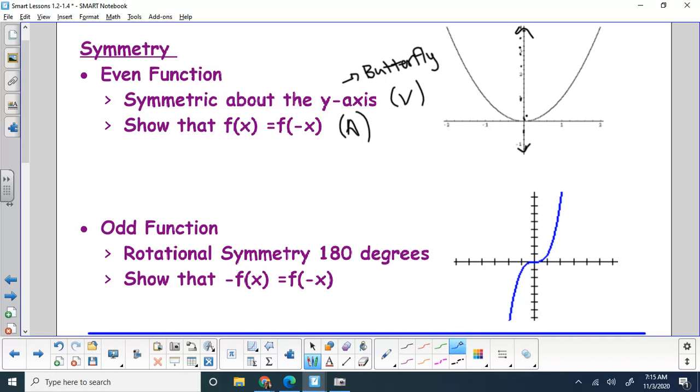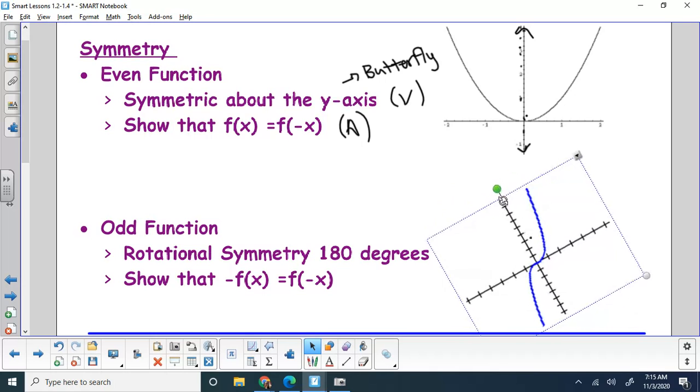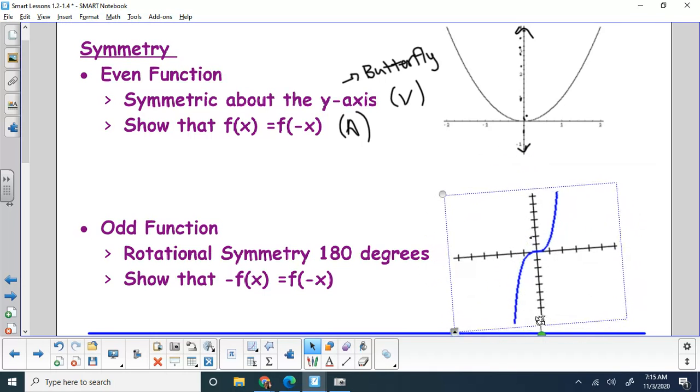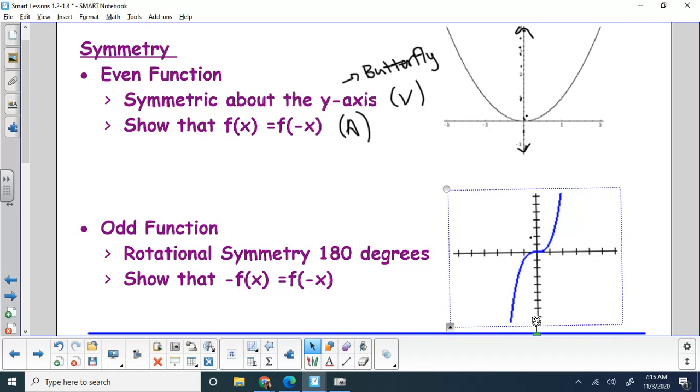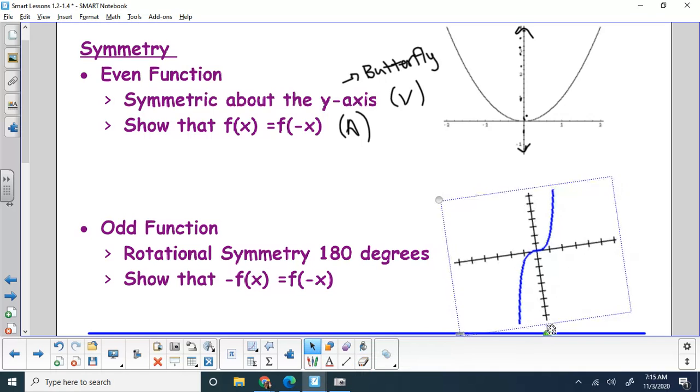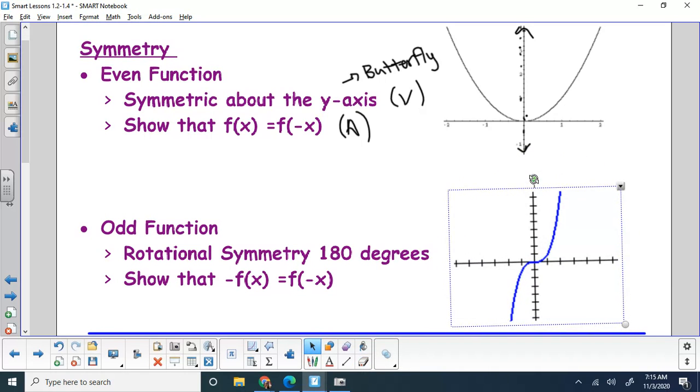All right, the second type of symmetry we might have is what's called an odd function. An odd function will have what we call rotational symmetry, which means that if I were to take this graph and rotate it 180 degrees, so flip it upside down, the graph would look the same as it did originally. And again, you should be able to rotate it again. Now, one important component is that you do need to rotate the graph a full 180 degrees.